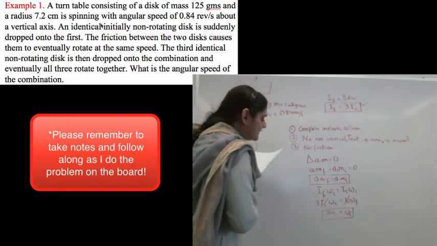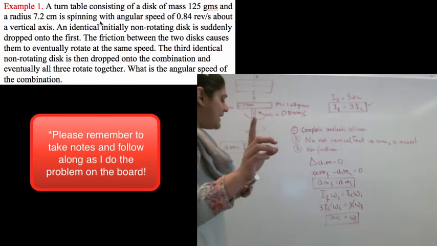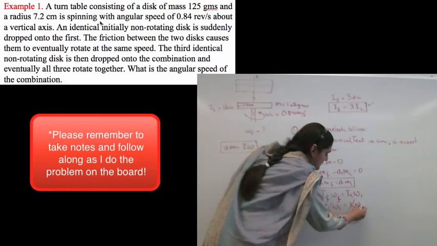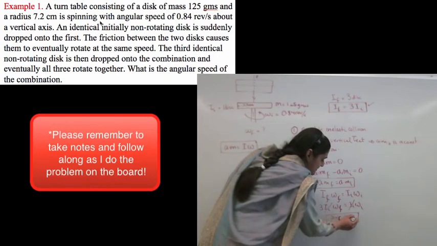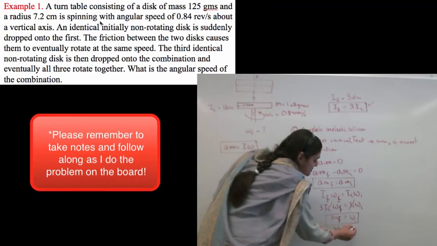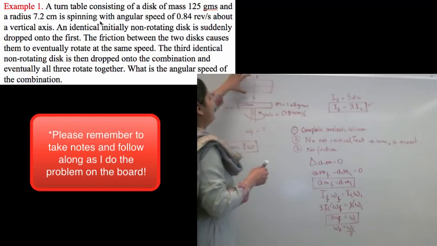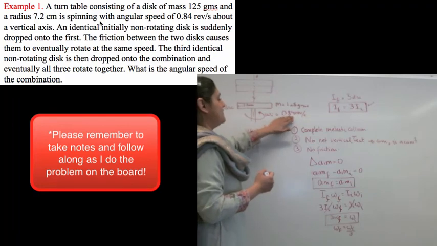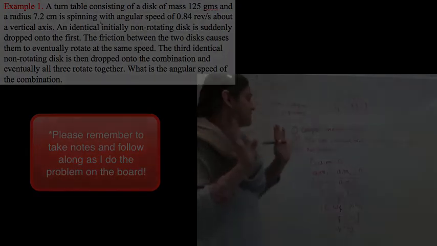Uh-oh. I made a mistake. Sorry, I made a mistake. This should be final, and this should be initial. While writing it out, I made this mistake. So this is going to be omega final, and this is going to be omega initial. So in order for me to find omega final, I have to do omega initial divided by 3. And that will make sense because when I put these on top of each other, it will slow down. So it'll be 1/3 of whatever this was, and that 3 is coming because it now has 3 disks. Okay, so be very careful. Don't make those mistakes.